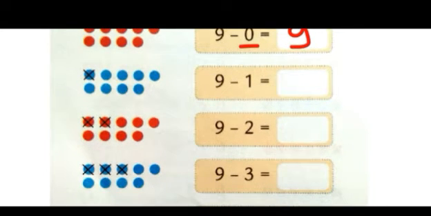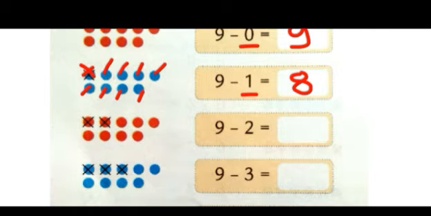See the next one. Total 9 blue dots are there. And how many we have to cross? Only one. Only one dot is crossed. How many are left? 1, 2, 3, 4, 5, 6, 7, 8. So what is the answer? 8. 9 minus 1 is 8.